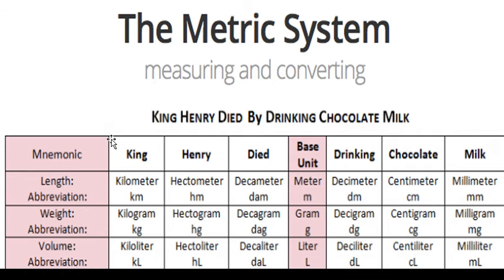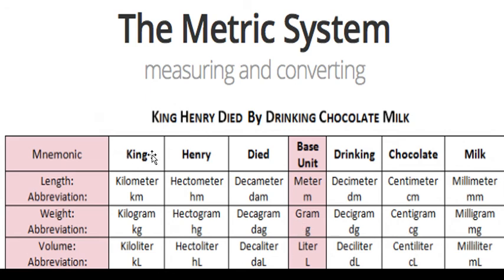Over here, King means it will start with K: kilometer, H: hectometer, D: decameter. Then there is a base unit, which is the standard unit of length, which is meter, then decimeter, centimeter and millimeter. Similarly, for weight we have kilogram, hectogram, decagram, gram, decigram, centigram and milligram. Then for volume, that means capacity, we have kiloliter, hectoliter, decaliter, liter, deciliter, centiliter and milliliter.